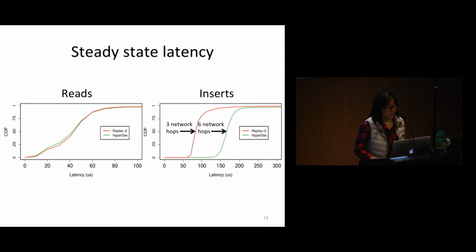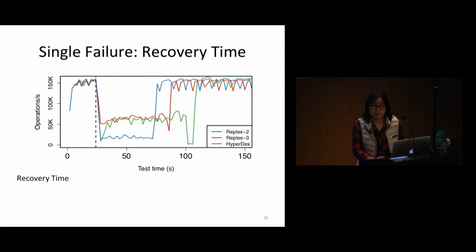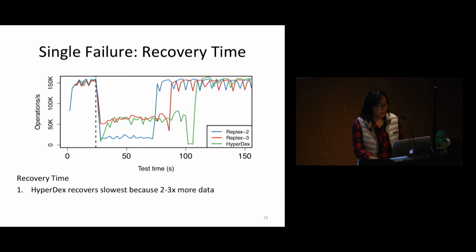We then failed a machine in one of our benchmarks. So we did a little steady state thing for like 25 seconds, and then we failed a machine. The first thing we want to look at is what happens to recovery time. So notice that HyperDex, which is the green line, recovers the slowest because it has tons more data than the other 2 systems, right? It's replicating data 6 ways as opposed to 2 or 3 ways. We also observe that Replex 2 recovers fastest because not only does it have the least amount of data, but it actually can parallelize recovery across all the partitions in another Replex.